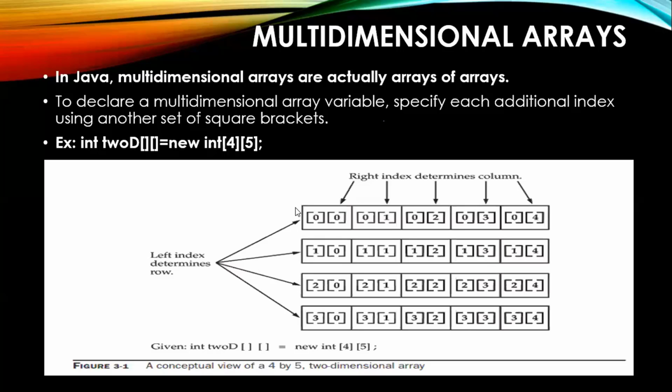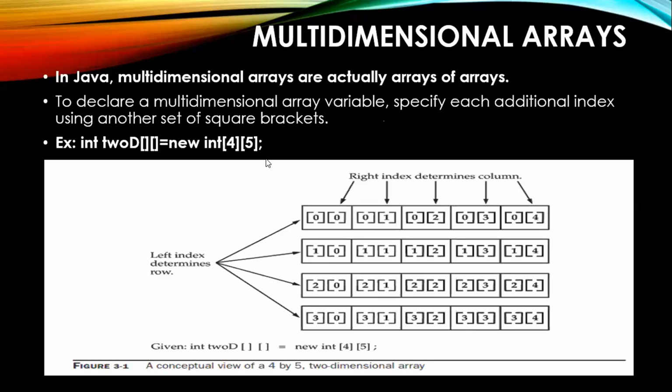Yes, arrays 0 1 2 3 means even this can be considered as one array. So with respect to 0th index, these are the elements. With respect to 1 index, these are the elements. With respect to 2nd index, these are the elements. With respect to 3rd index, these are the elements which you have. Clear?